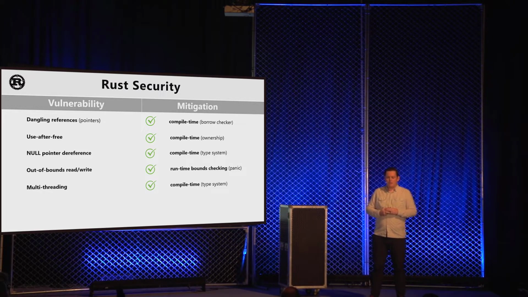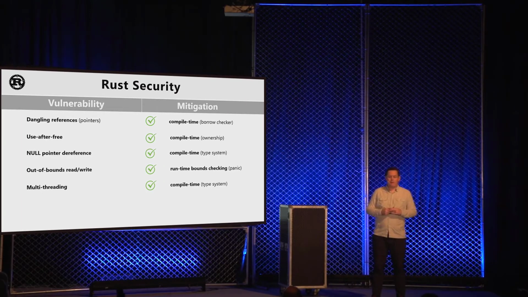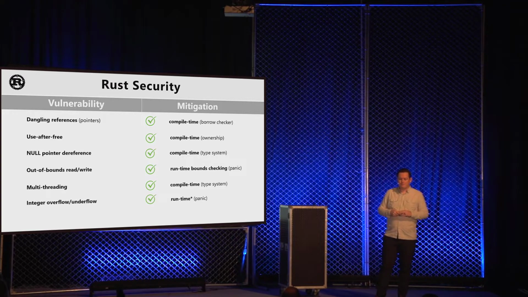And perhaps the most interesting and innovative of these mitigations is Rust's protections for multi-threading. The type system actually understands what types and structs are safe to share across thread boundaries, and it will prevent you at compile time from creating data races, which is actually a pretty incredible property. And we'll look at some examples of that as well.